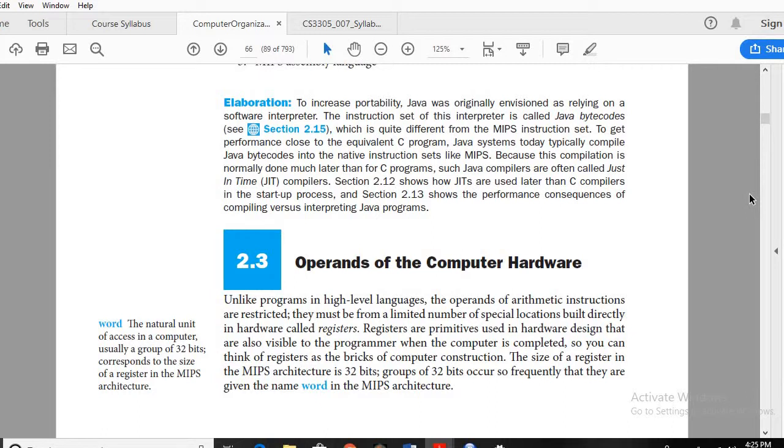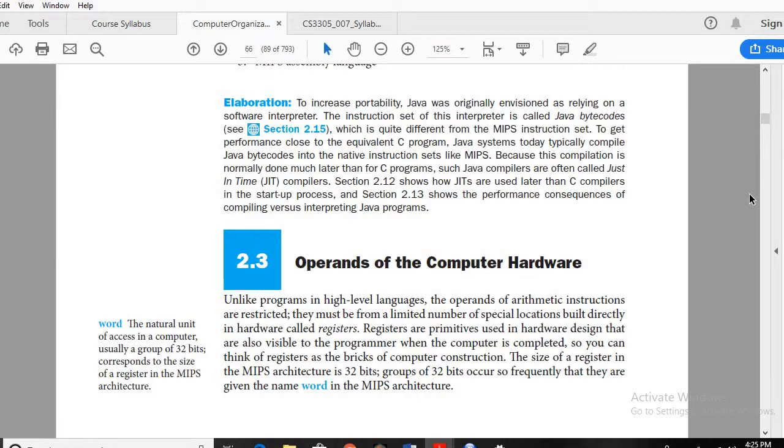Okay. 2.3. Operands of the computer hardware. Unlike programs and high-level languages, the operands of arithmetic instructions are restricted. They must be from a limited number of special locations built directly in hardware called registers. Registers are primitives used in hardware design that are also visible to the programmer when the computer is completed. So you can think of registers as the bricks of computer construction. The size of a register in the MIPS architecture is 32 bits.